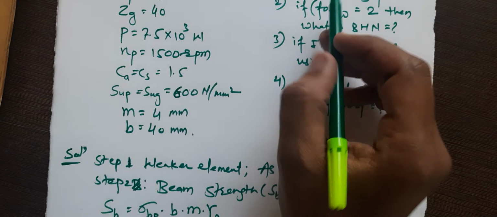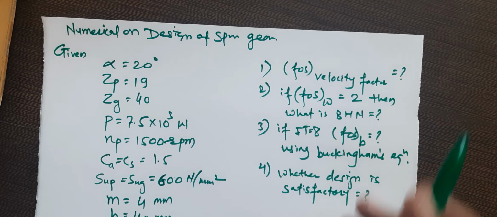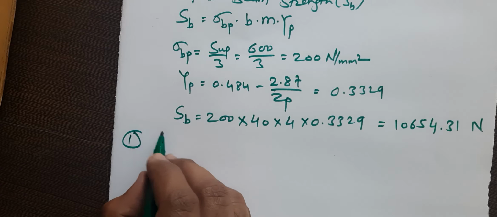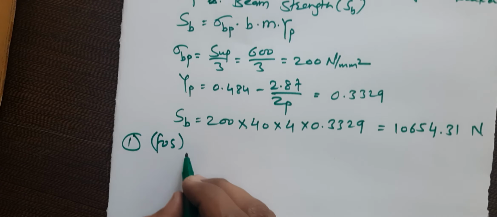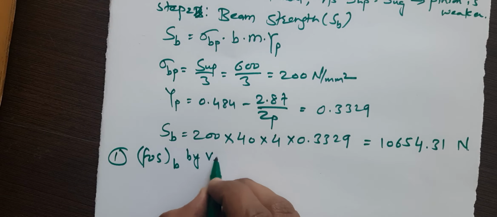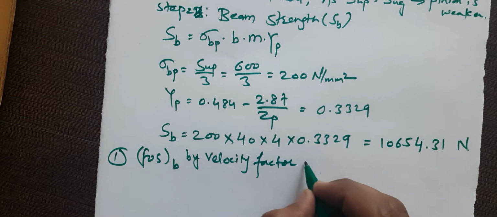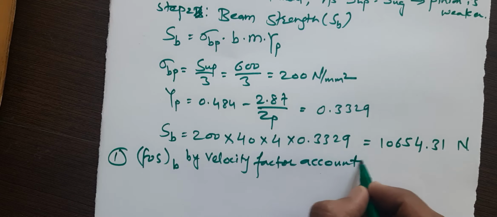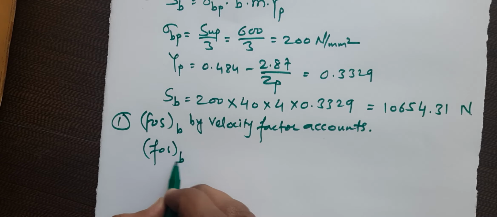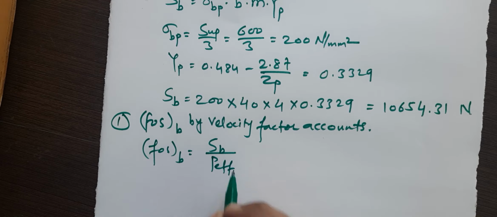Now number 1 is factor of safety, by considering velocity factor accounts. We need to calculate the factor of safety against bending failure by considering velocity factor accounts. So your factor of safety against bending is nothing but SB divided by P effective. Okay, so this is the formula.